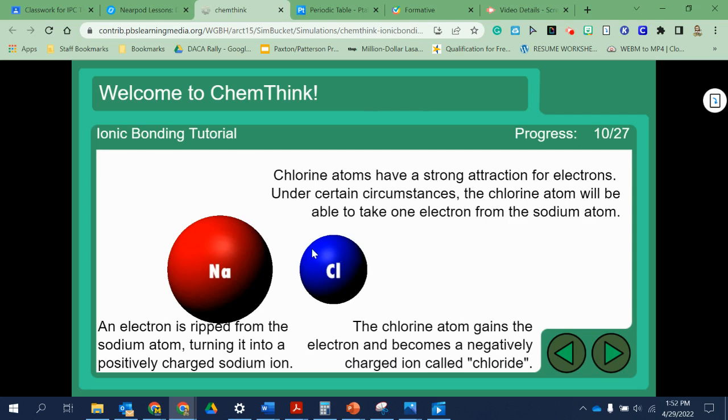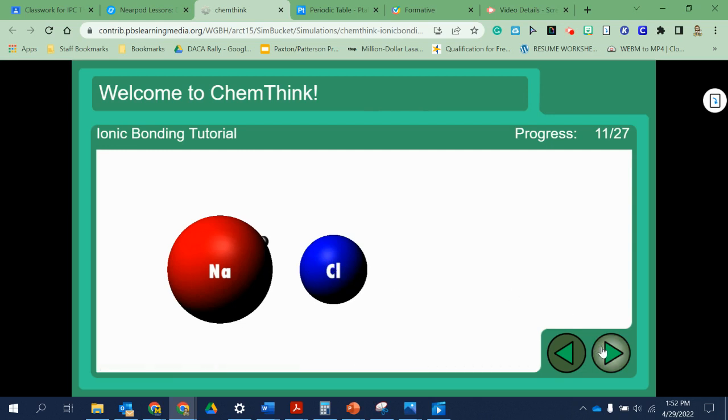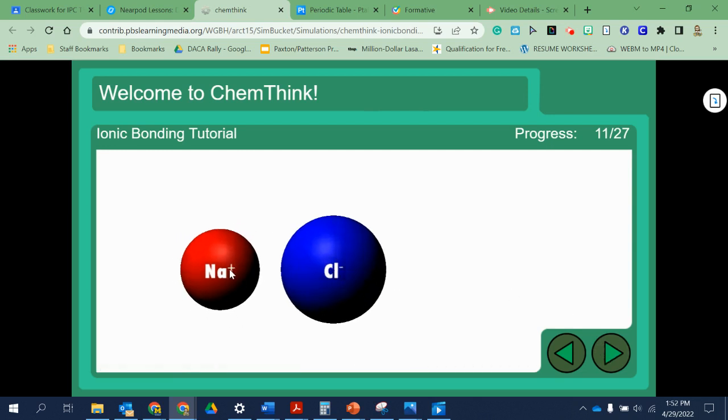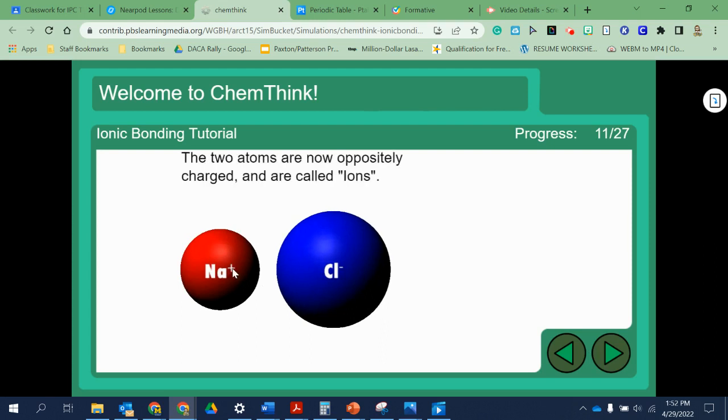So the chlorine atom gains the electron and becomes negatively charged. It's going to be called chloride once it becomes negative. That part's not so important for us, but just remember, it will become a negative ion because it's going to gain an electron. So there you see, this one lost that electron becoming positive. This one gained an electron becoming negative. The two atoms are now oppositely charged and called ions.